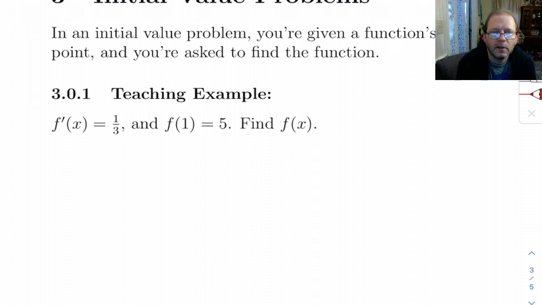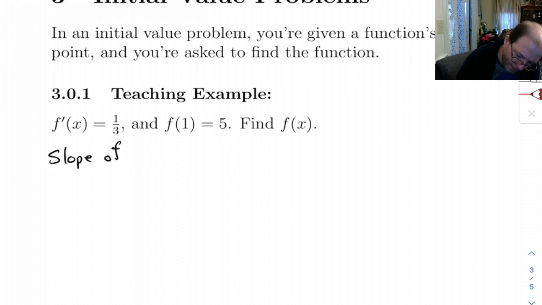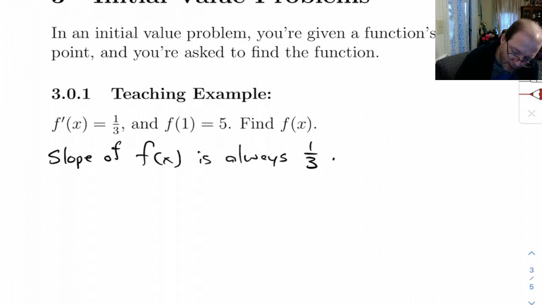Find f of x. Now, this one is actually a problem that you've solved before in pre-calculus. It was just written a little differently. If you think about what this says, this right here tells you that the slope of f of x is always, I'm sorry, always 1/3. And this right here, this is our initial value. It says that the function value at 1 is 5. So this is really a problem where they give you a point on the function and the slope and ask you to find the function.